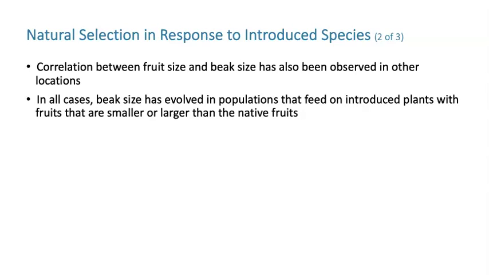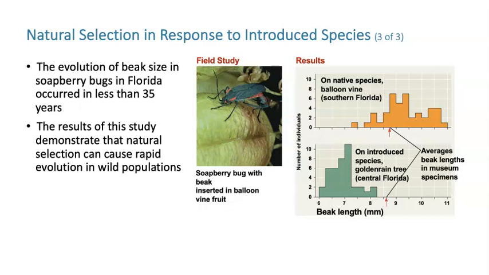So the correlation between fruit size and beak size has been observed in other locations as well, and other places besides Florida. And every single time, in all cases, the beak size has evolved in the populations that feed on introduced plants with fruits that are smaller or larger than the native fruits. It just keeps happening over and over and over again. We keep making these observations. So it's not like it just happened the one time. We've seen this happen multiple times.